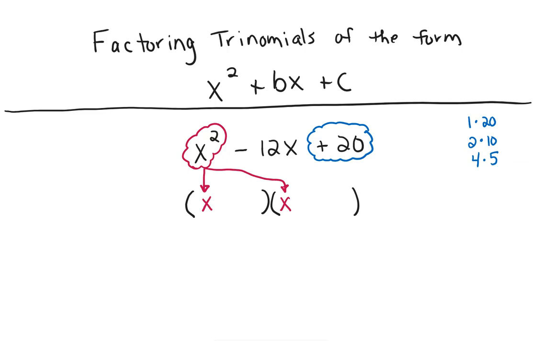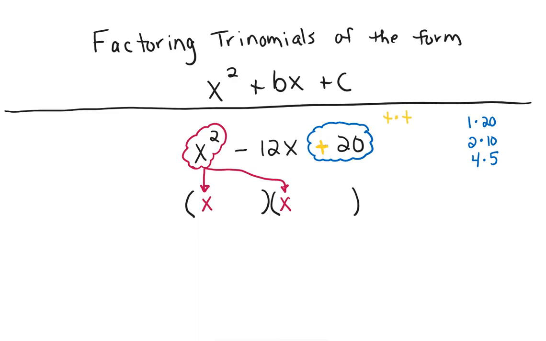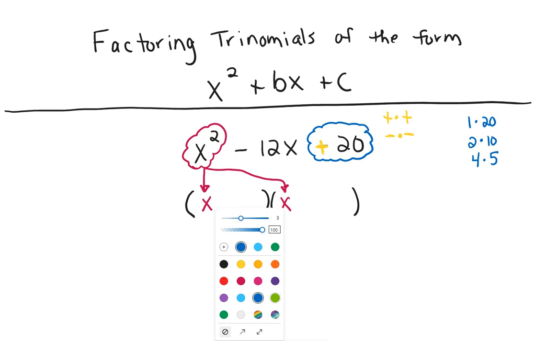Now, because my 20 is a positive right here, that means for last times last, you either had to have a positive times a positive or a negative times a negative. And because the middle term here is a negative 12x, they're going to have to both be negatives. And since they're both negatives, they would add up to 12. So it's going to be this pair right here.